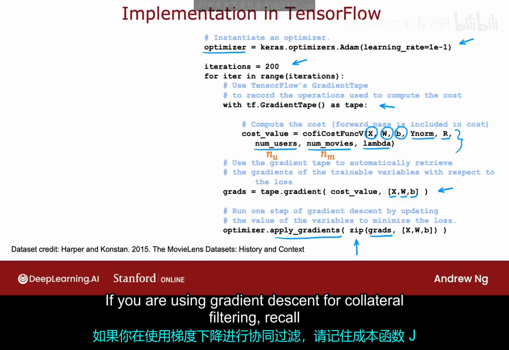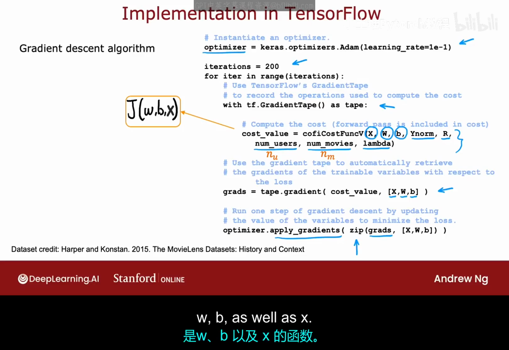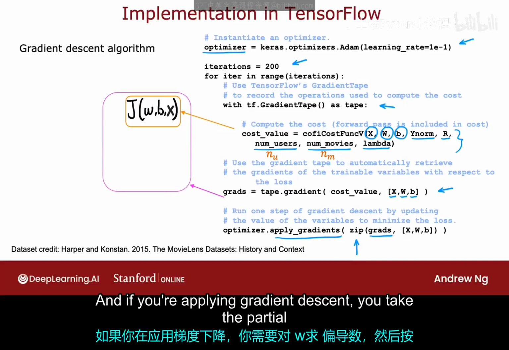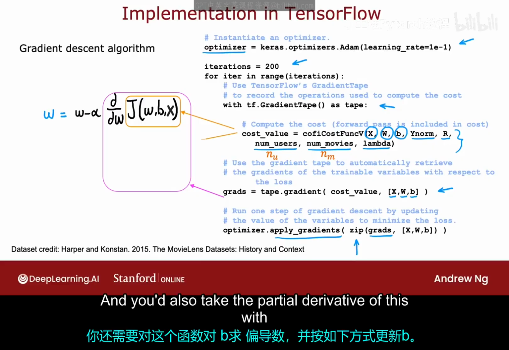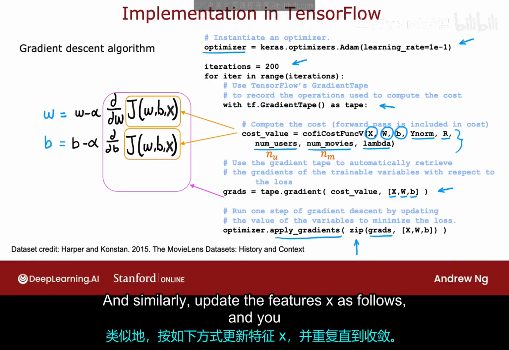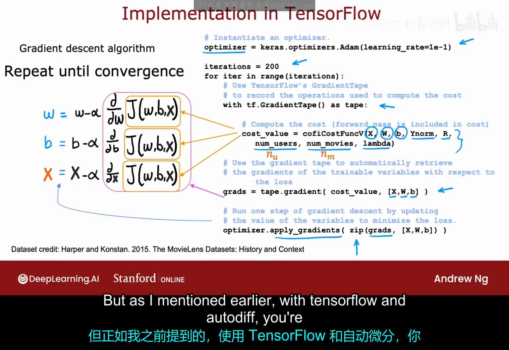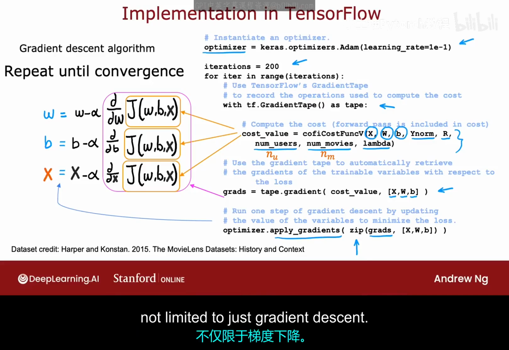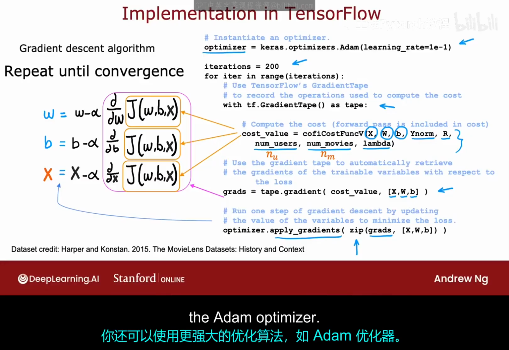And the zip function in Python is just a function that rearranges the numbers into an appropriate ordering for the apply_gradients function. If you are using gradient descent for collaborative filtering, recall that the cost function J would be a function of W, B, as well as X. And if you're applying gradient descent, you take the partial derivative with respect to W, and then update W as follows. And you'd also take the partial derivative of this with respect to B and update B as follows. And similarly update the features X as follows, and you repeat until convergence. But as I mentioned earlier, with TensorFlow and AutoDiff, you're not limited to just gradient descent. You can also use a more powerful optimization algorithm like the Adam optimizer.